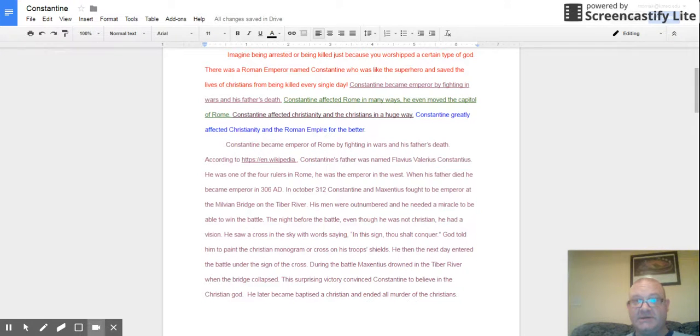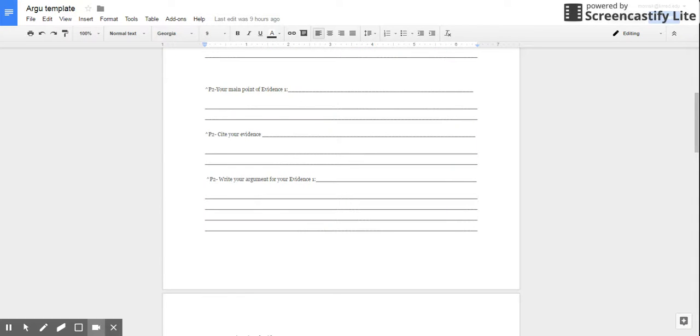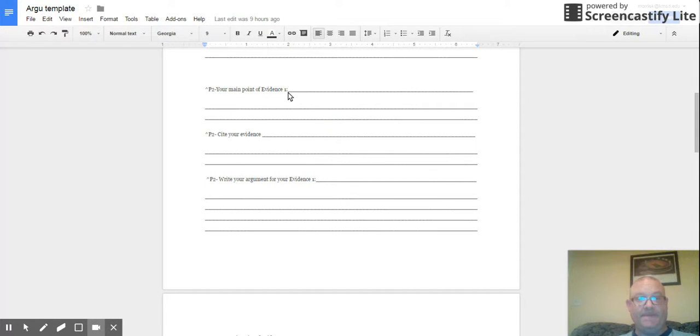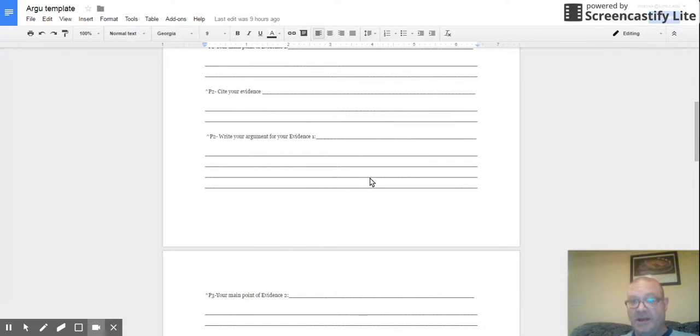Let's go back and take a look at my template. So here's my template. My main point: Constantine became the emperor by fighting many battles and fighting after his father's death. I cite my source. I got this information from Wikipedia. And then down here, I'm going to put the evidence. What is my argument? My argument is, here's all the information I learned about what Constantine did to become emperor of Rome.